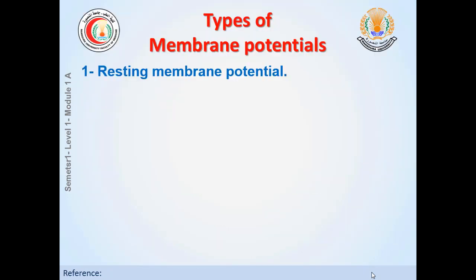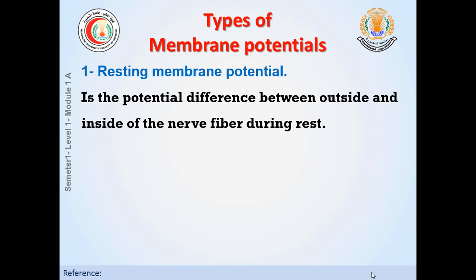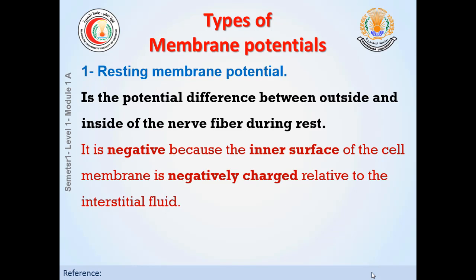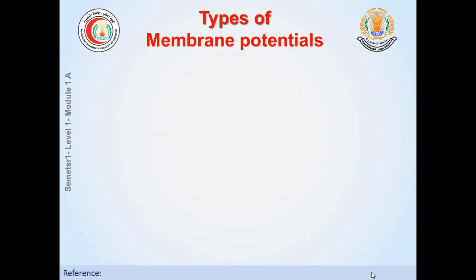Types of membrane potential. Resting membrane potential is the potential difference between outside and inside of the nerve fiber during rest. It is negative because the inner surface of the cell membrane is negatively charged relative to the interstitial fluid.